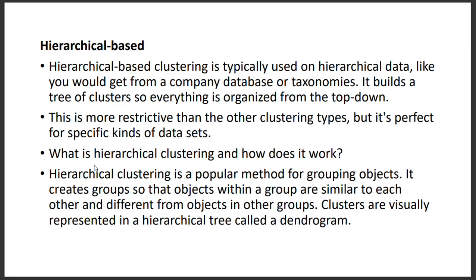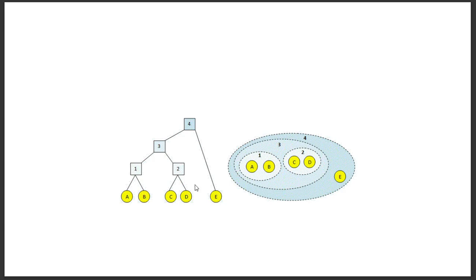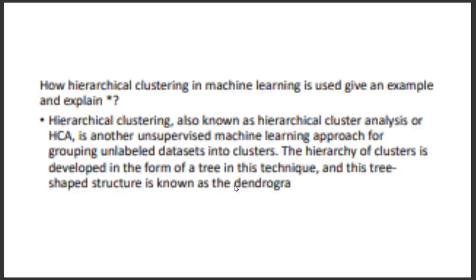What is hierarchical clustering and how does it work? Hierarchical clustering is a popular method for grouping objects. It creates groups so that objects within a group are similar to each other and different from objects in other groups. Clusters are usually represented in a hierarchical tree called a dendrogram. Here is an example of hierarchical clustering. You can see a dendrogram, like in neurons.